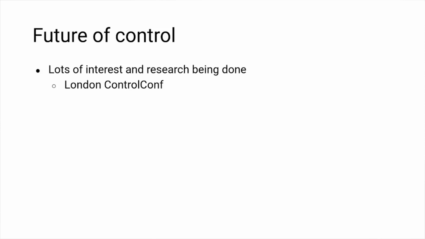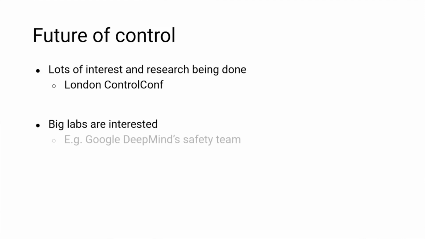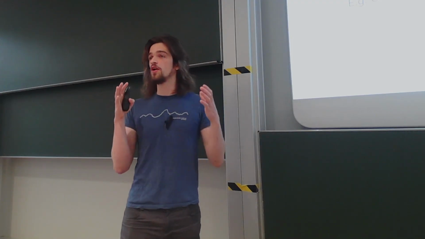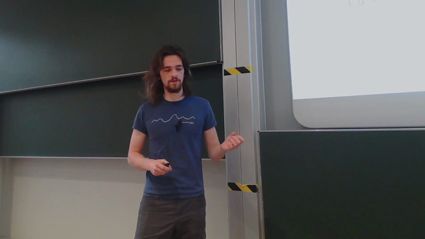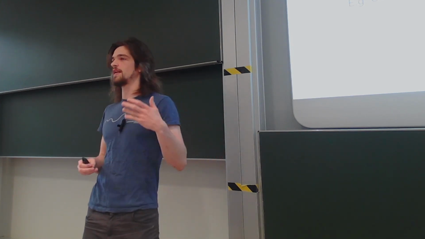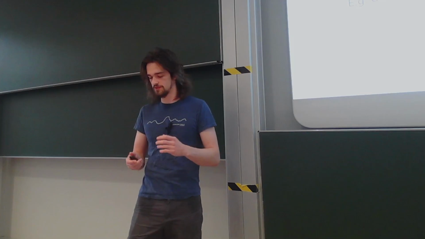Okay, where's control going in the future? Well, I think there's a lot of interest and a lot of research around it at the moment. It's a very hot topic. So a couple months ago, there was this control conf in London. There were lots of people there from all over the world coming together to talk about control and share their ideas and what they've been working on. And this includes the big labs. A good example here is Google DeepMind. Their safety team seems pretty excited about control. A lot of their safety team were at the aforementioned control conference. So I think there's credibility to the claim that this is something the big labs are taking seriously. This is something that they might actually use.